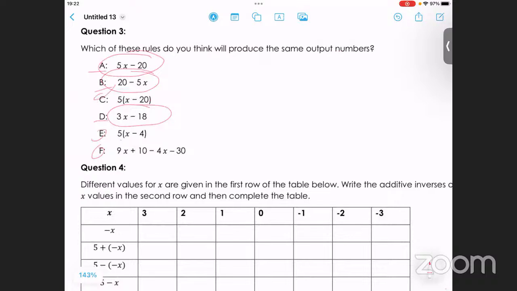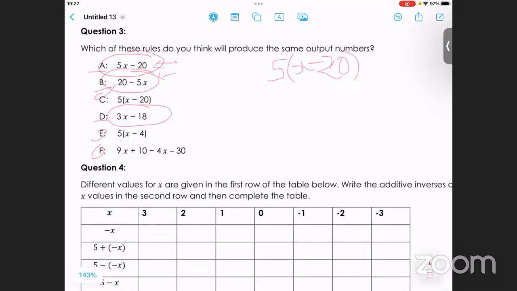So we want to know what is 5 into x minus 20 in its simplest form. So we're trying to simplify it so that it looks like all of these ones, right? So we have 5 open bracket, x minus 20.